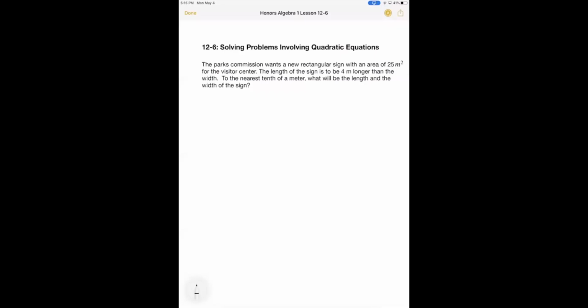Hello, Honors Algebra 2. It is Tuesday, May 5th, and we are in section 12.6, solving word problems involving quadratic equations. So we've learned about the four methods for solving quadratic equations, so now let's set up some word problems and solve those. Let's just do the one that's in the book.